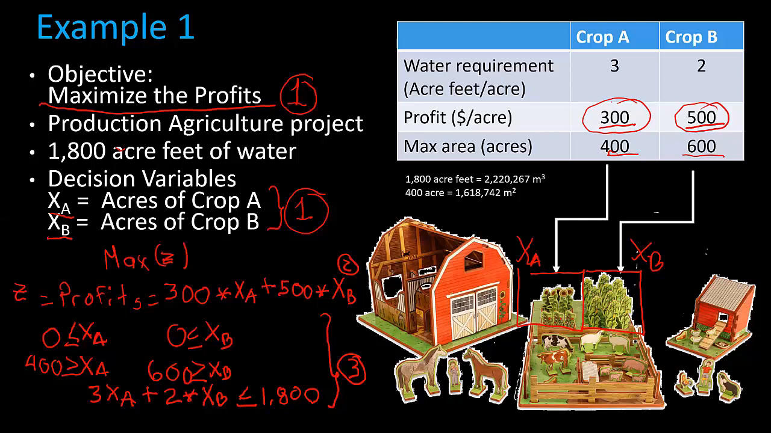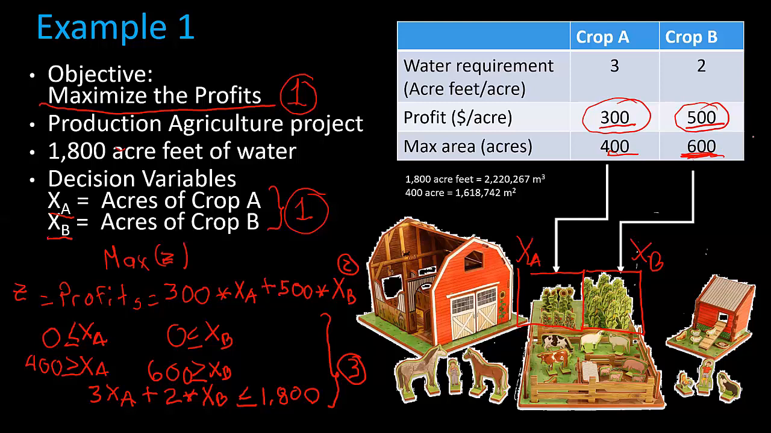Which one gives you the most profit per acre, A or B? B. B gives you more profit per acre. So how many acres do you want to grow of crop B? Ideally 600. You want to get the most acreage that you can of crop B, because that's the one that gives you more profit. So it will be 600 acres.